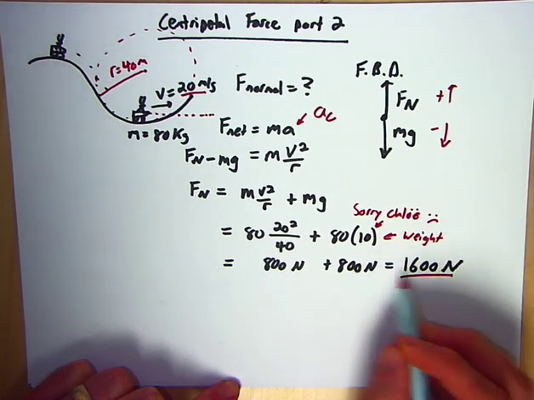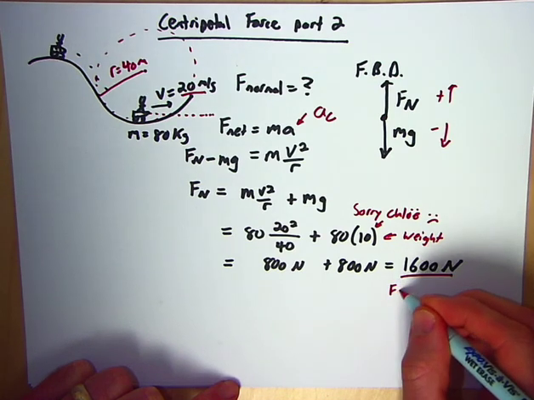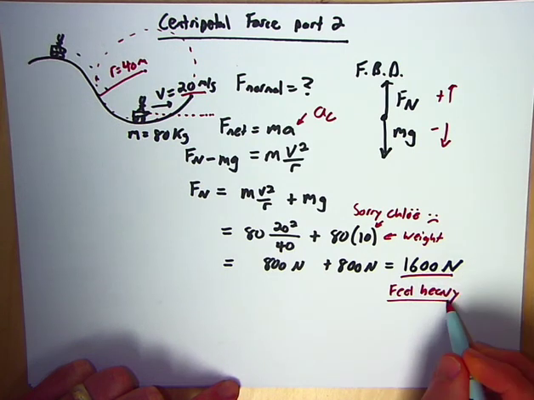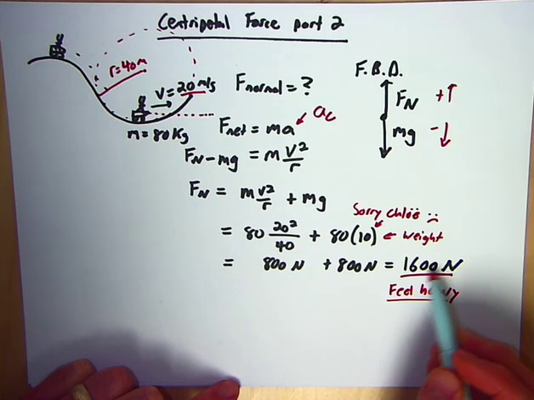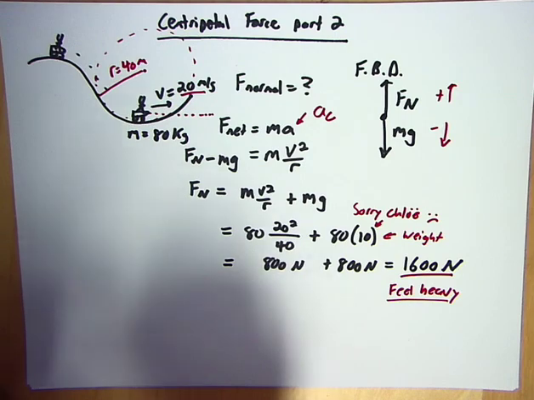The weight was 800 newtons, so you're going to feel twice as heavy. You're going to feel really heavy. How heavy you feel is actually not really dependent on your weight, but it's dependent on the normal force. If you have something pushing up on you with 1600 newtons, your brain thinks something else is pulling down on you with 1600 newtons. You're going to feel very, very heavy at the bottom of this ramp. Right?